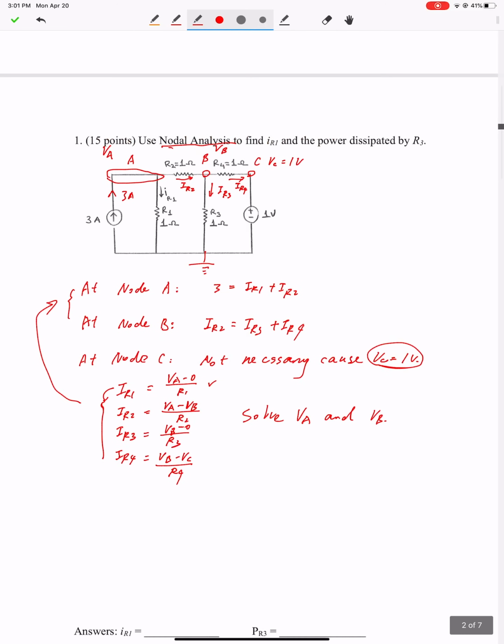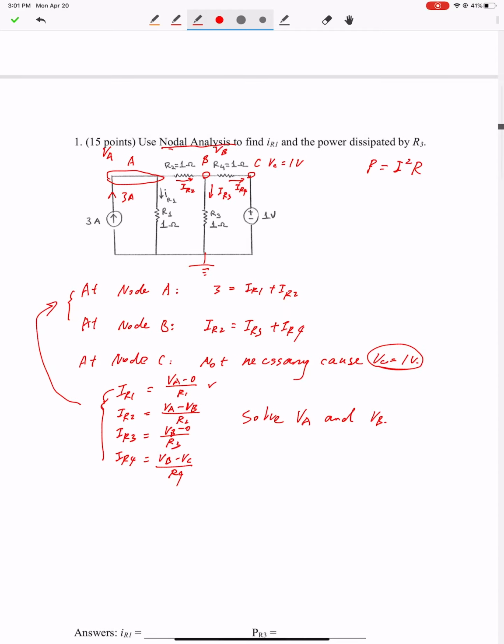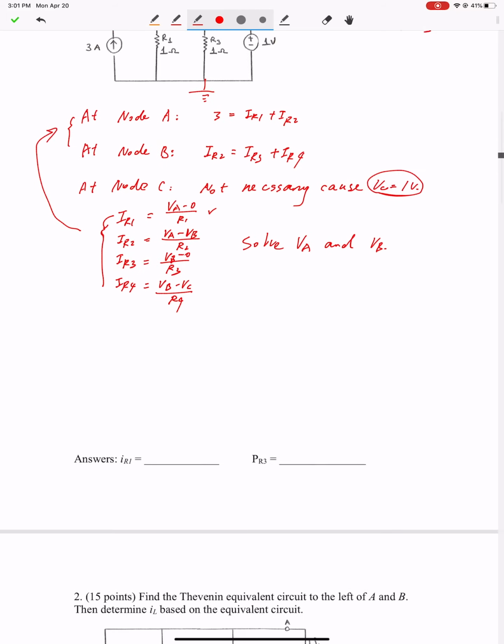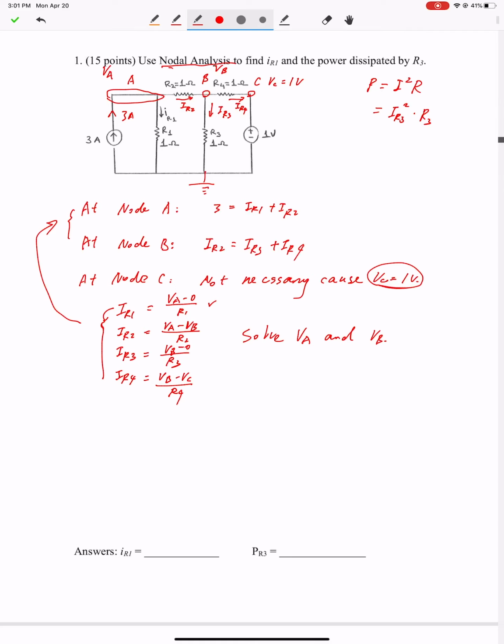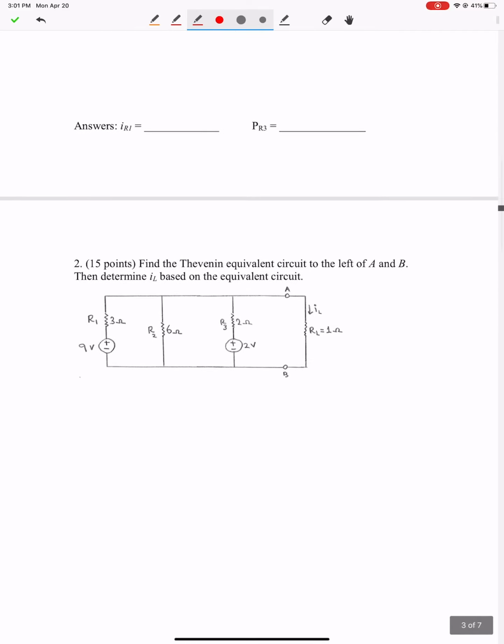And also you need to find what's the power dissipated by R3. To calculate power, you can use this equation: P equals I squared R, and this I is IR3, and this R is R3, correct? So that's the first question. Should be easy to handle.